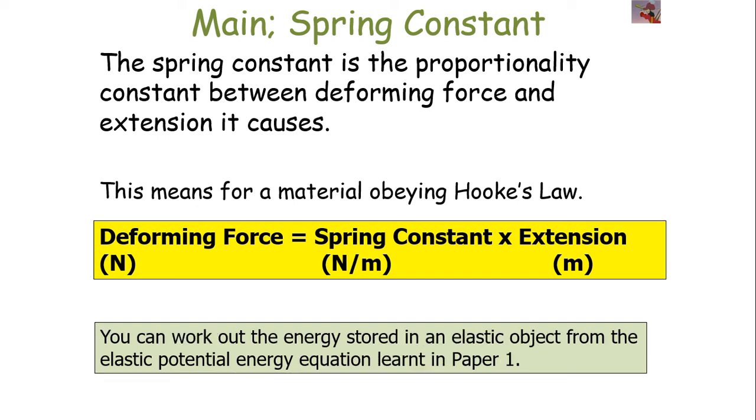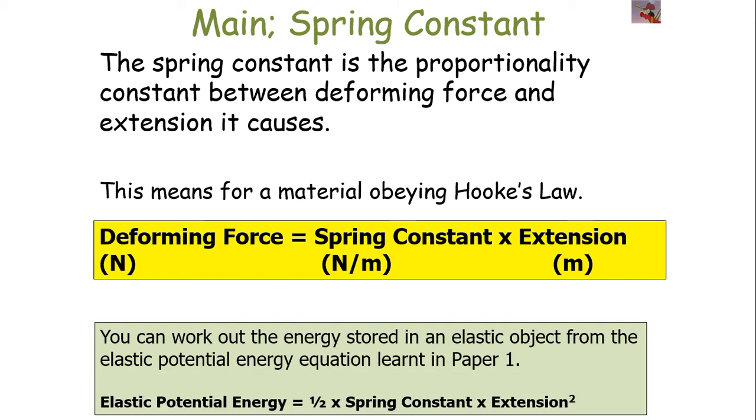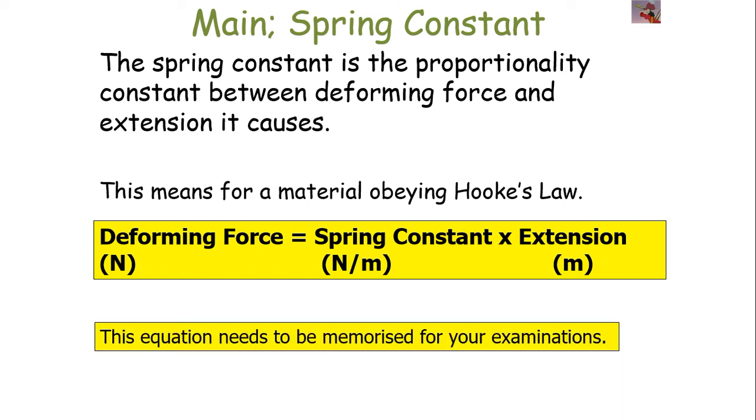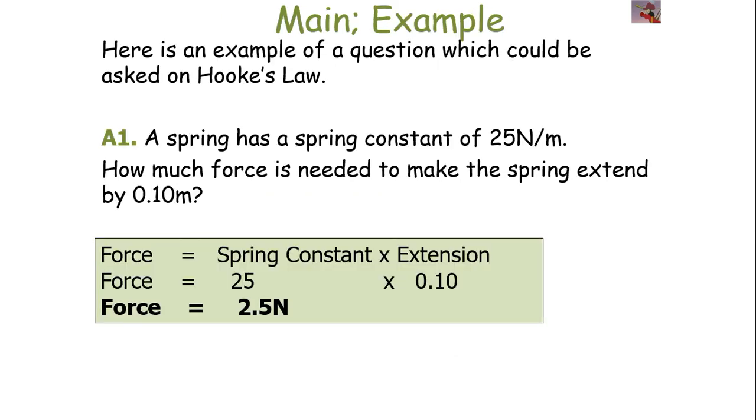Now you can work out the energy stored in an elastic object from the elastic potential energy equation learnt in paper 1, which is elastic potential energy store is equal to a half times spring constant times extension squared. But that equation does not need to be memorised for your examination. It is given to you on your examination sheet.